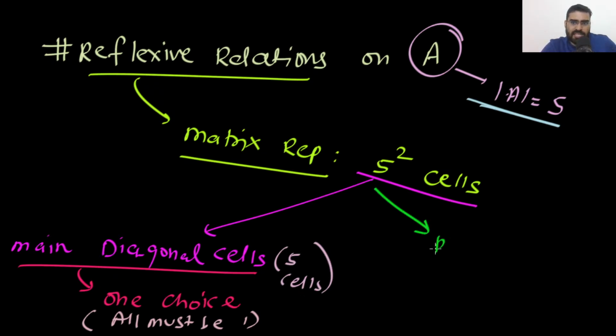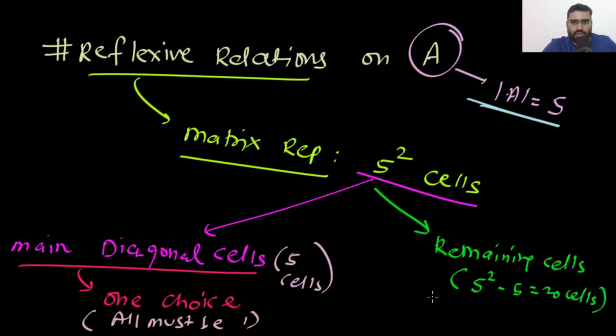For the remaining cells, how many do you have? The remaining cells will be 5 square minus 5, that is 20 cells. For these 20 cells, you have two choices each. So every cell has two choices.